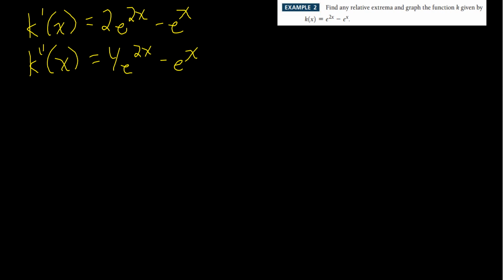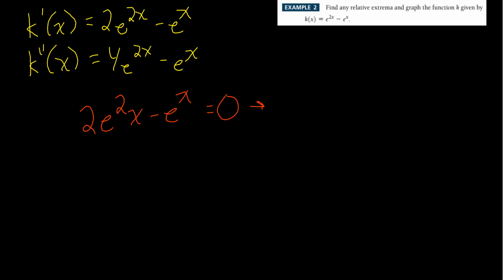So in order to find the relative extrema, we need to get the critical points. So in order to get the critical points, I need to take the first derivative and equate it to 0. So we're going to say 2e to the 2x minus e to the x is equal to 0. And this looks pretty easy, right? So it looks like we can factor out an e to the x.